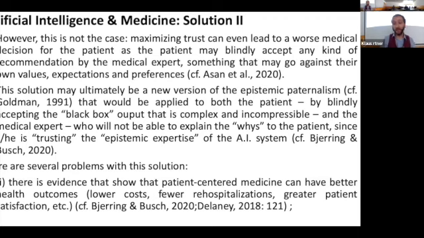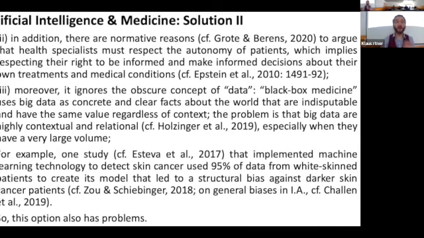First, there is evidence that patient-centered medicine can have better health outcomes in general. And then, of course, I think there are ethical reasons to argue that doctors should respect the autonomy of patients. And again, this implies the right to be informed, and because of that, the right to know what their medical conditions are and what the implications of the treatments that they will undergo are, etc.